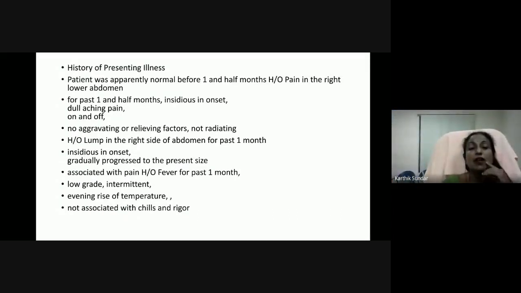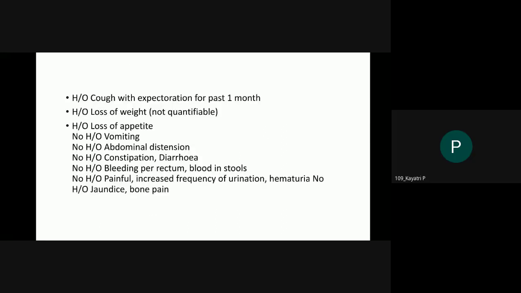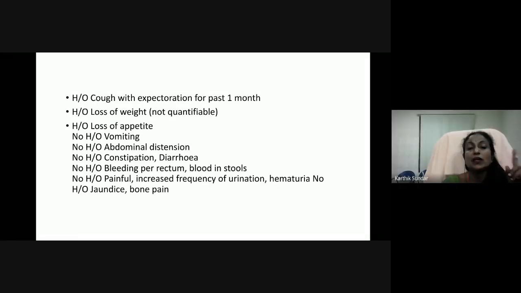Gayatri. Yes, ma'am. The patient had pain abdomen first, followed by cough. This is what is given here, right? Yes, ma'am. Okay, so pain abdomen, 1.5 months, and then the patient has got cough. Now, ma'am, you're saying the patient had pulmonary tuberculosis, and that has caused the abdominal tuberculosis. Now, which is right and which is wrong?